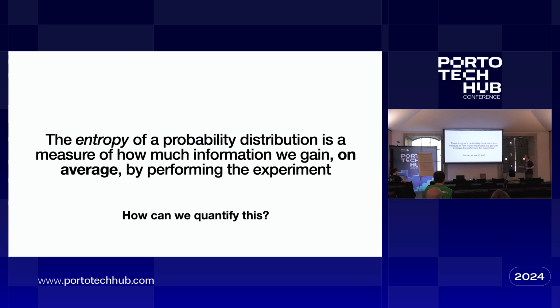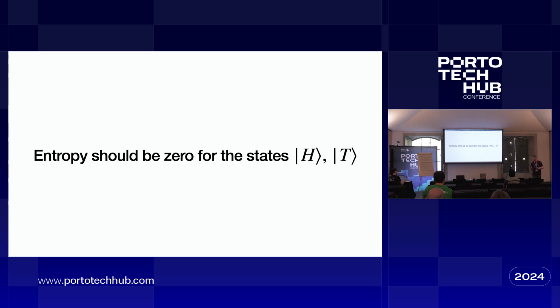But we want to quantify this. Now, what we know about this is that, what should the entropy of heads be? Wow, 0. It's non-random. We know everything there is, okay? So there's no extra information we gain by revealing to ourselves that the thing we knew was heads, right?